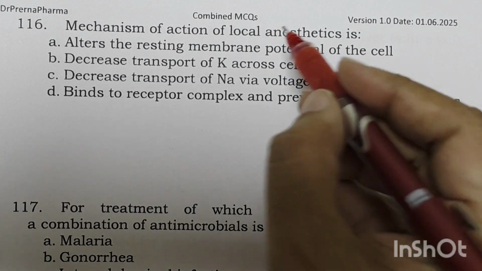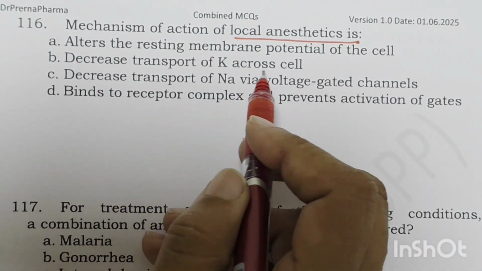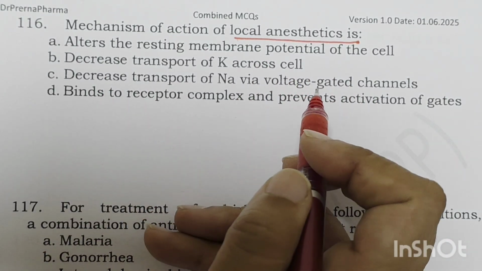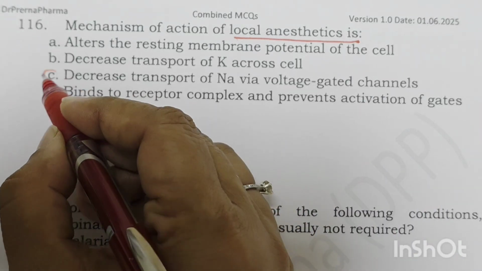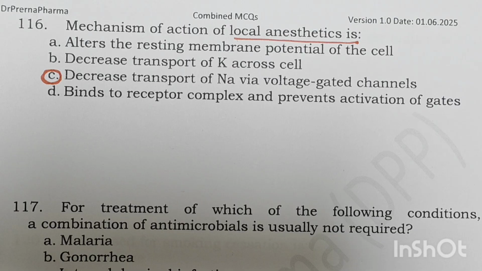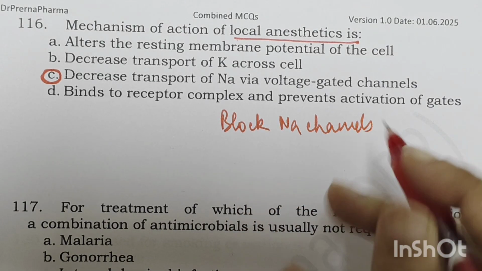Mechanism of action of local anesthetics. ये बहुत ही simple question है. Local anesthetics का क्या mechanism है? They alter the RMP of the cell. They decrease the transport of potassium across cell. They decrease the transport of sodium via voltage gated channels. They bind to receptor complex and prevent activation of KX. So they basically reduce the transport of sodium via voltage gated channels because they block the sodium channels, and that is how local anesthetics act.